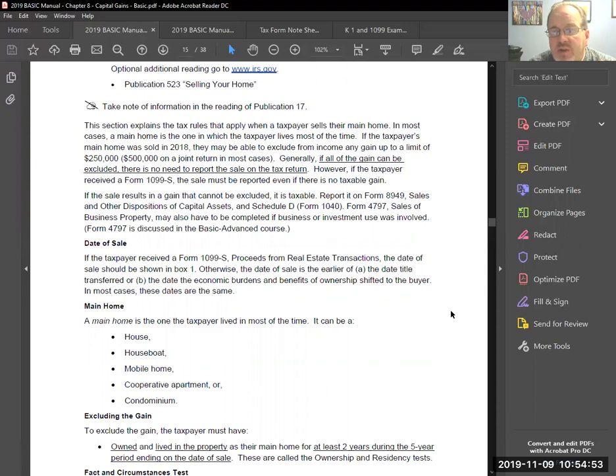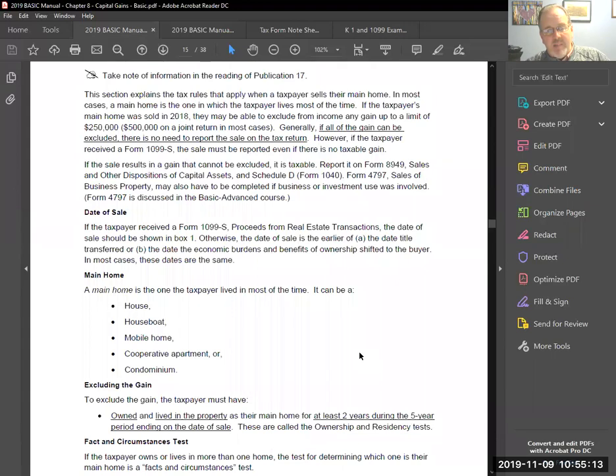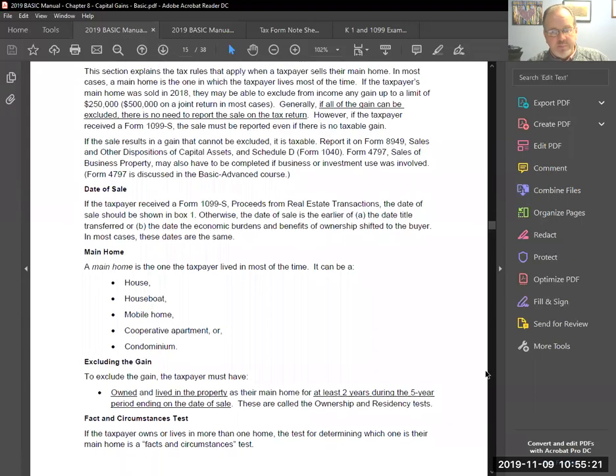If we have to determine something with capital gains, the best way to do it is get a copy of that closing statement, that HUD-1 sometimes it's called, where it shows the sale and the seller and the buyer and what transpired between the two of them, concessions, realtor fees, things like that, okay? Main home, again, not just a house: houseboat, mobile home, co-op apartment, condominium, those are all there, okay?